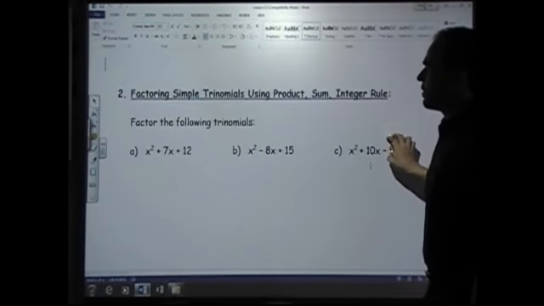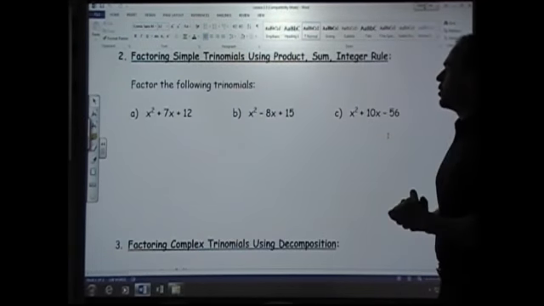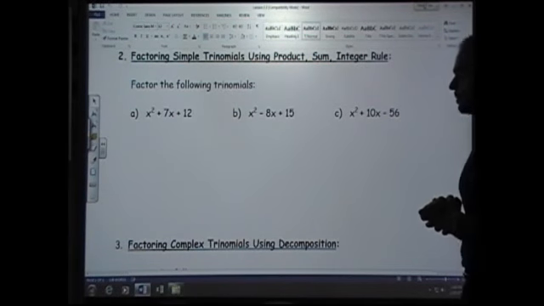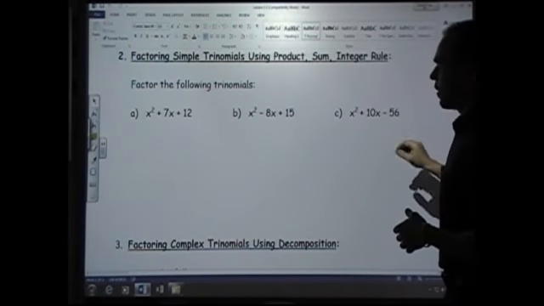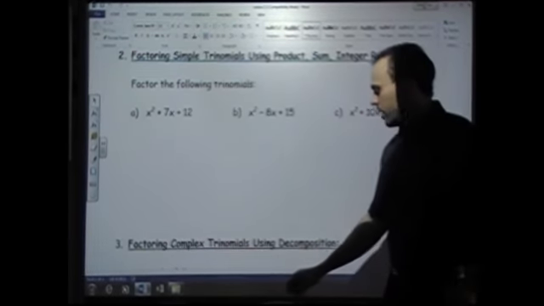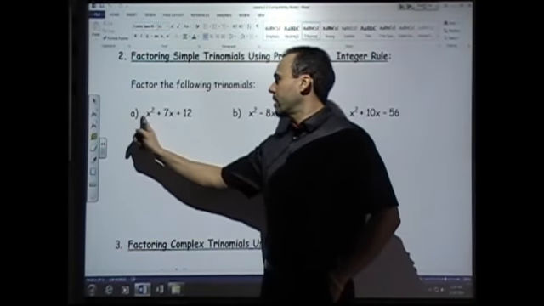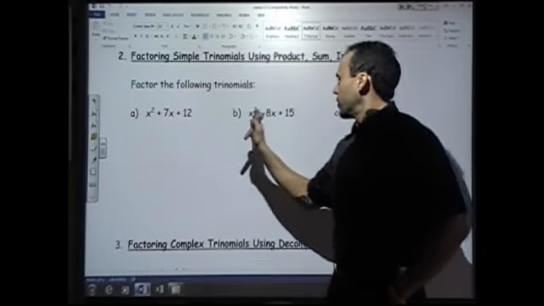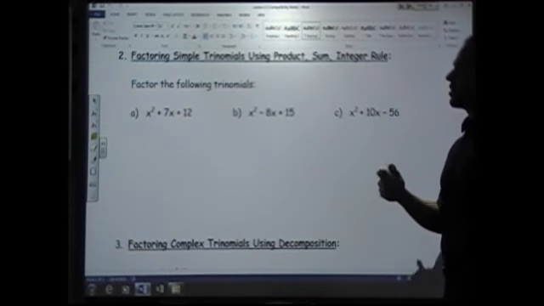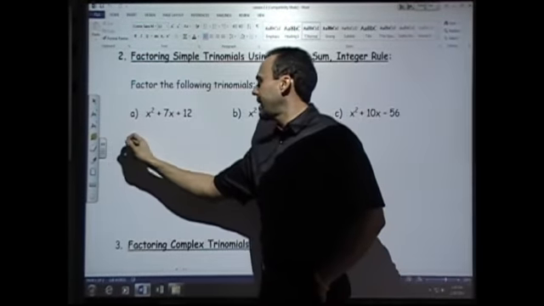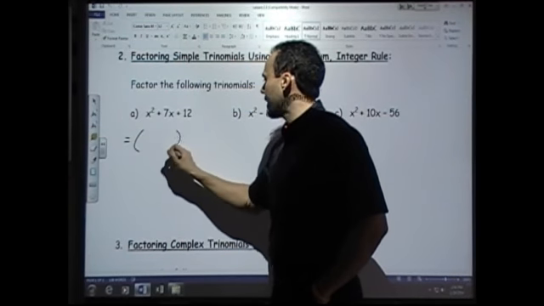Example 2 says, factor simple trinomials using product sum integer rule. So it says factor the following trinomials. So these are simple trinomials because in front of the x squareds, there's just a 1. So there's a 1 in front of all these x squared, so they're simple trinomials. So we can go right to the answer if these things are factorable.